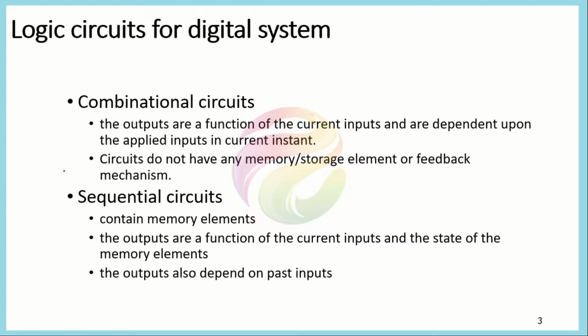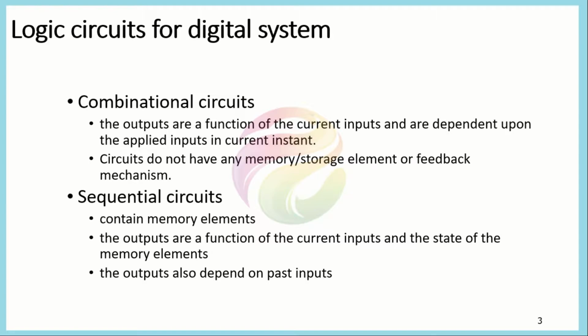We define a combinational circuit in a way that all the outputs are functions of the inputs, or you can say that they are dependent only on the current input of the system. If you change the input, then the output will also change. Combinational circuits don't have any memory or storage element, and so they also don't have any feedback mechanism involved in them. How do we define feedback? We will discuss that in more detail when we discuss the sequential circuits.